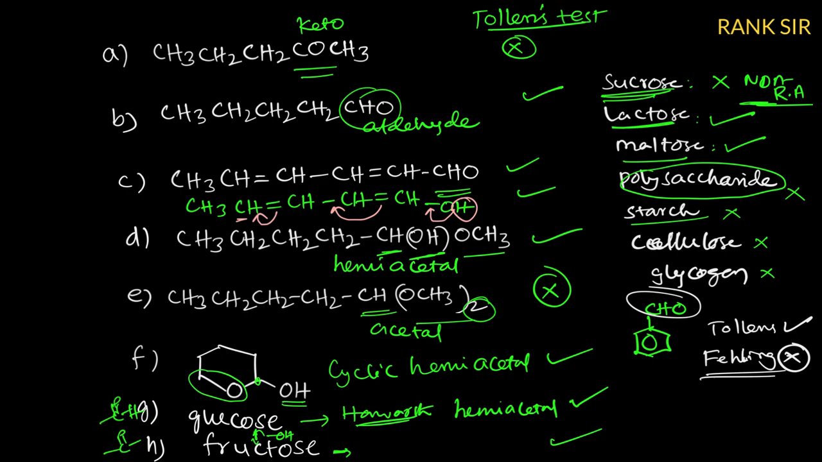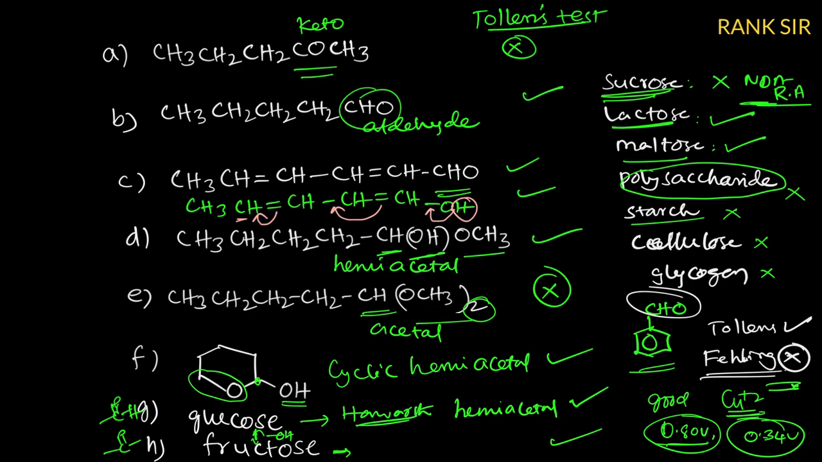Another reason: in Fehling reagent we have the Cu2+ ion. According to electrode potential values, silver's electrode potential is 0.80 volt, and copper's is 0.34 volt. Therefore, the higher the positive value, the better the oxidizing agent. So Fehling's is a very mild oxidizing agent, and benzaldehyde is less reactive. Therefore, benzaldehyde does not react with the Fehling reagent, but reacts with Tollens and gives a positive test. That is the difference.